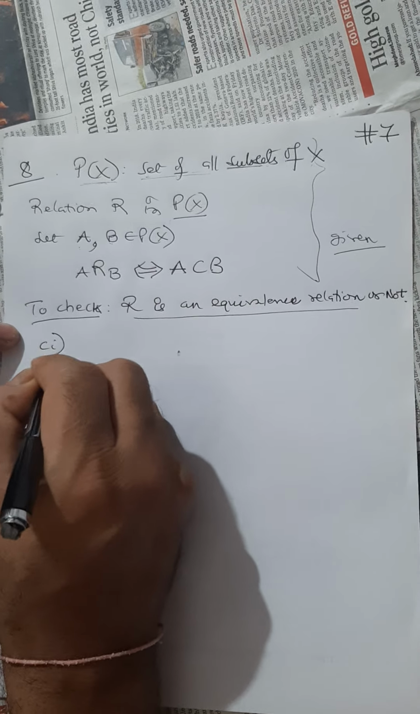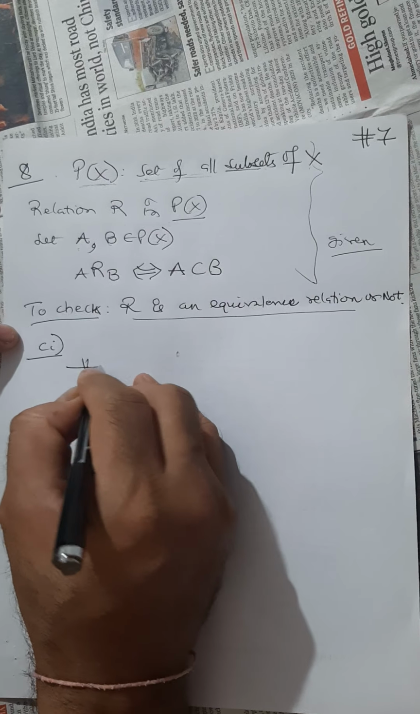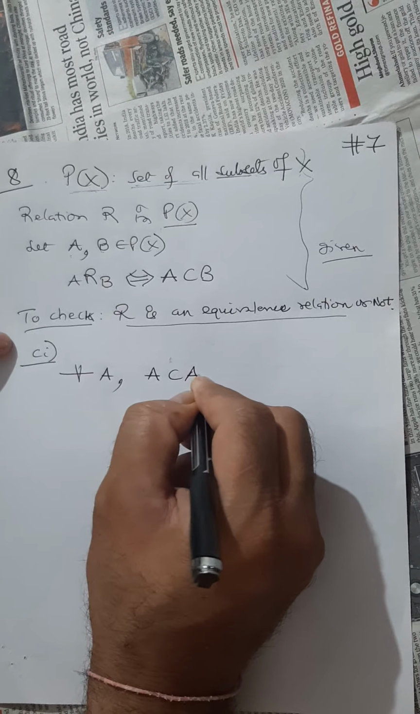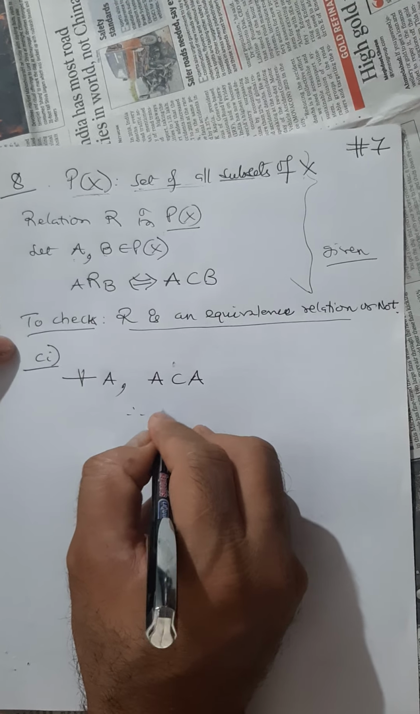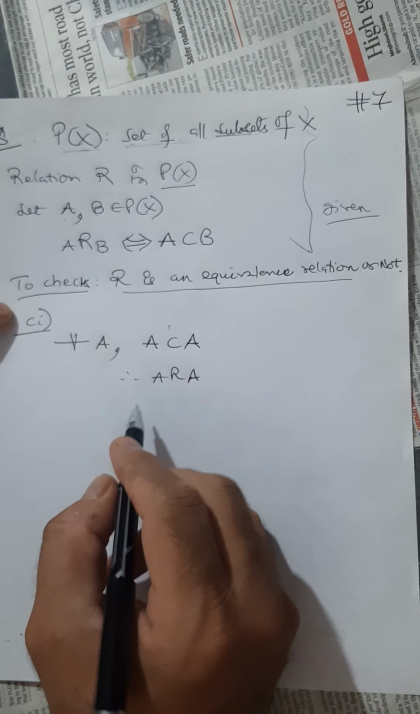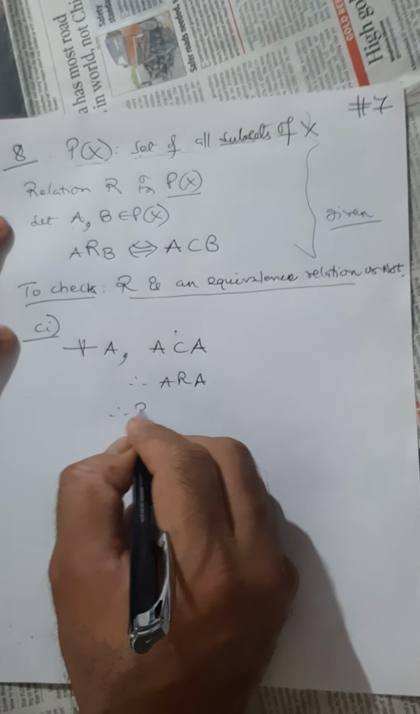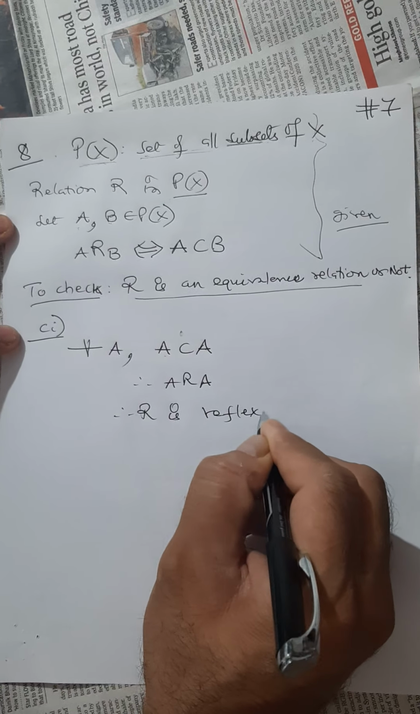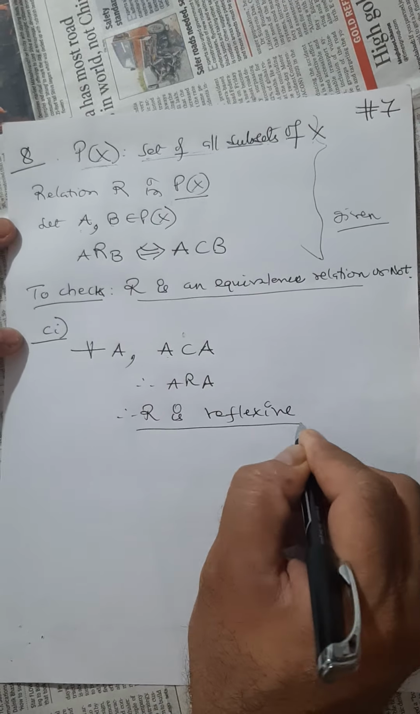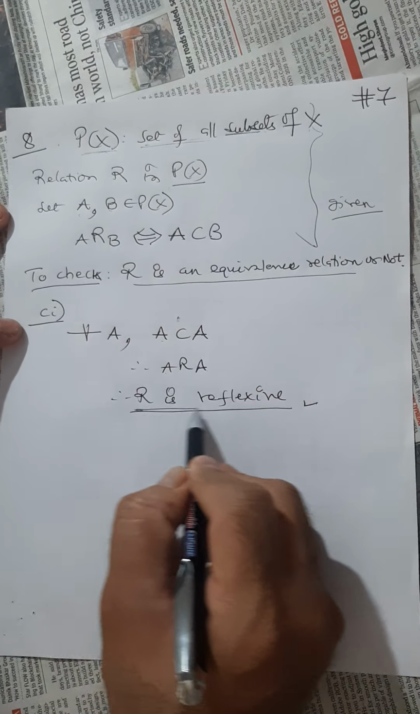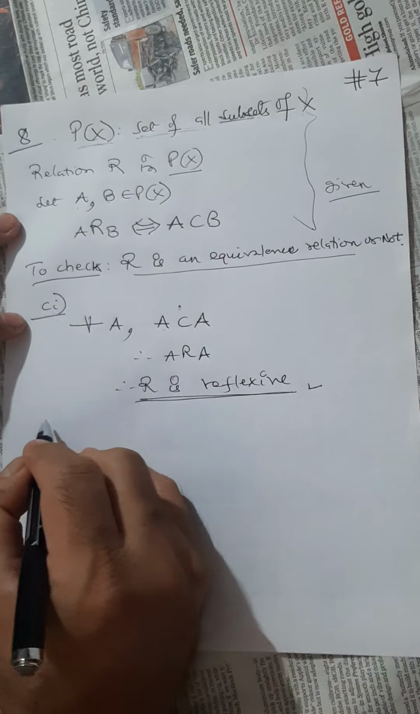Now first, for every set A, a set is always related to itself. So you can say that A is related to A. This is a standard property of sets. So what is the conclusion here? R is reflexive. For every member of the set, it is related to itself, so it's a reflexive relation.